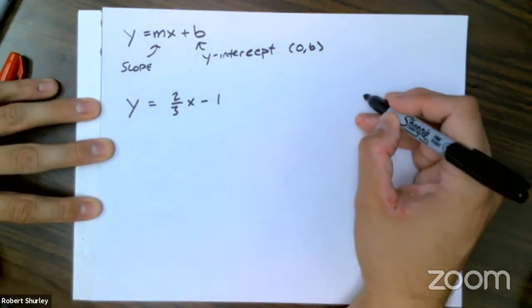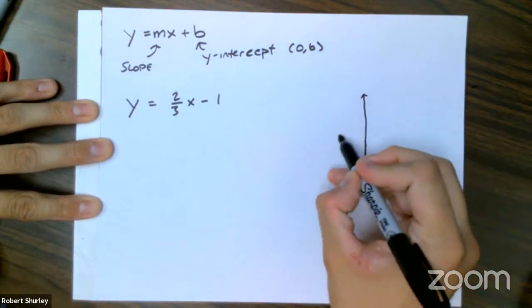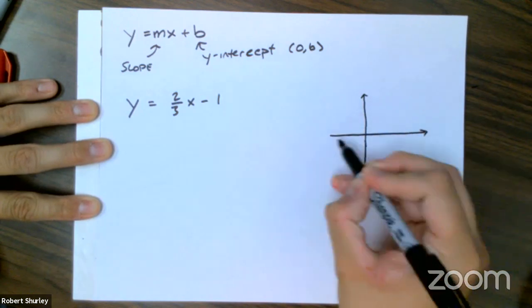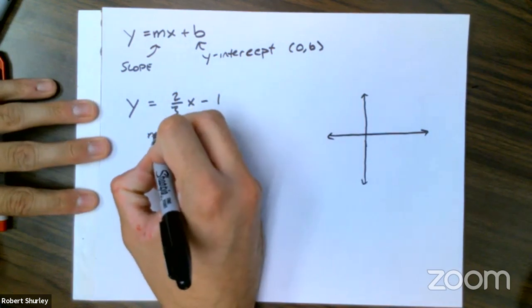So let's graph this one. I'm going to make a graph on the side over here because I'll do a few different examples. So 2/3 minus 1. So what this means, this is my slope.